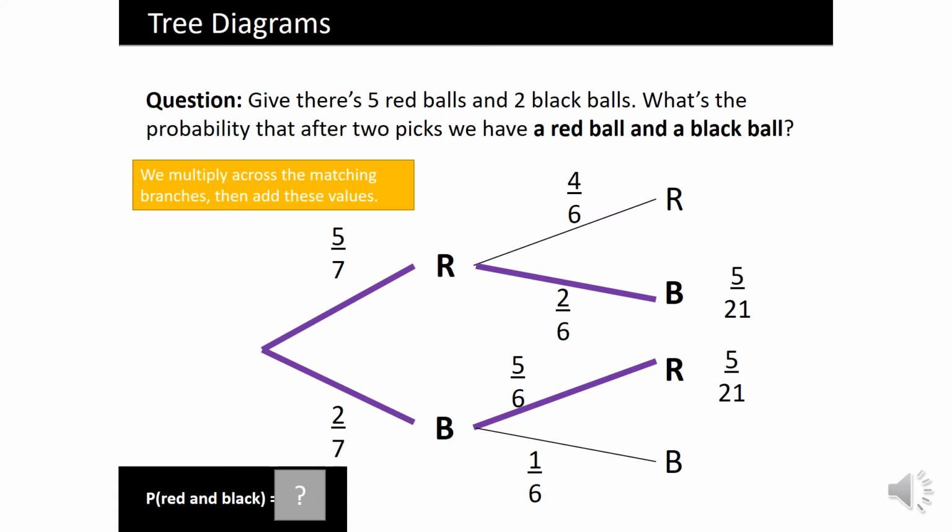So then the probability of getting a red and a black, we've got 2 possible ways of doing that, so we need to add together those 2 probabilities. So we've got 2 lots of 5/21, so we do 5/21 and 5/21, which gives us 10/21, and we can't simplify that down at all. So the probability of getting a red and a black in either order is 10/21.